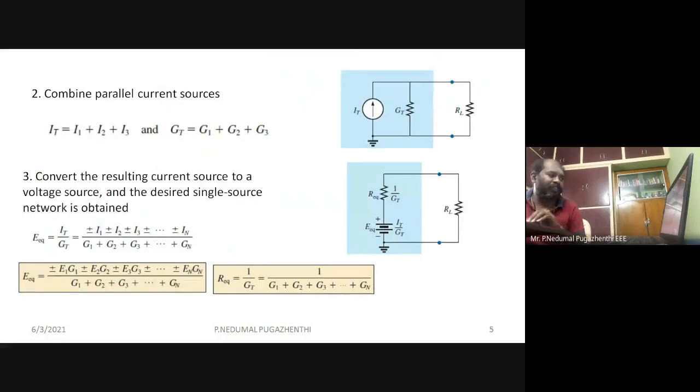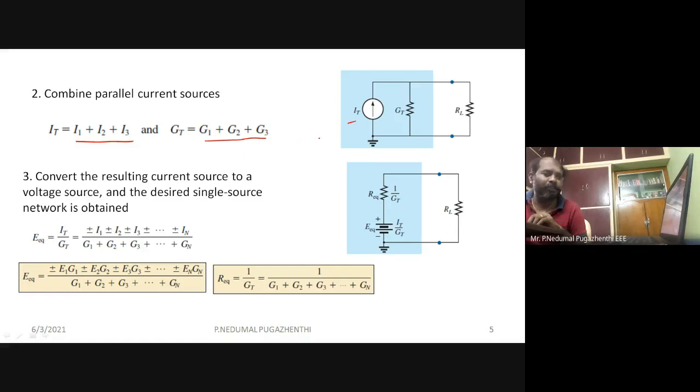Second step. What is the second step? I will combine all these current sources to form an I total, which is I1 plus I2 plus I3. And I will combine all these conductances, G1 plus G2 plus G3, which is the total G. The previous current sources in parallel with the conductances, I will convert into a single current source in parallel with the total conductance. The formula here is I total equals I1 plus I2 plus I3, and GT is equal to G1 plus G2 plus G3. Is that okay?